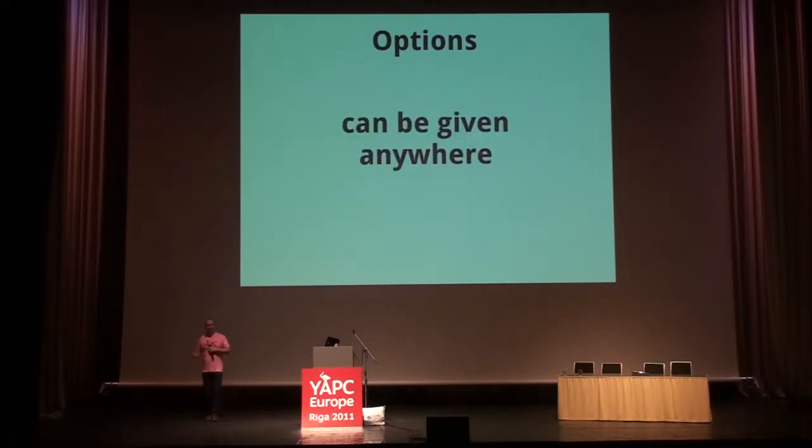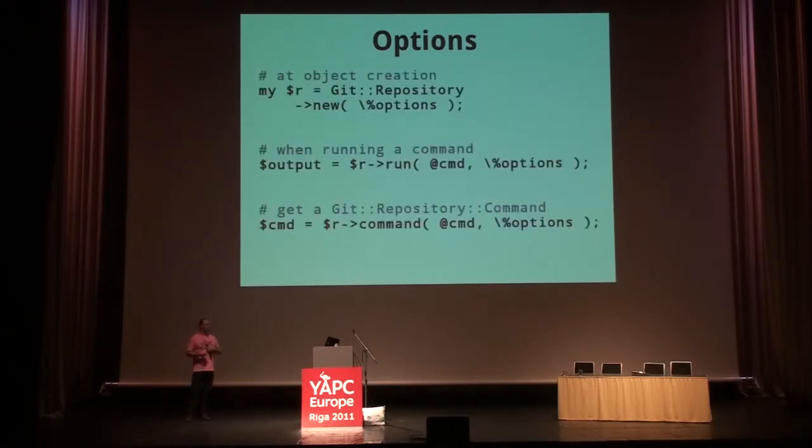So the options can be given anywhere. And when I say anywhere, I mean anywhere. You can give them at the object creation as part of the new command, and then they become global options for your repository, so they will be added to every Git command that you're running. So that could be a place to say which Git binary you want to use. You can give them when you run a single command, like local options, for example, to tell, hey, for this commit, it's that user that did the commit.